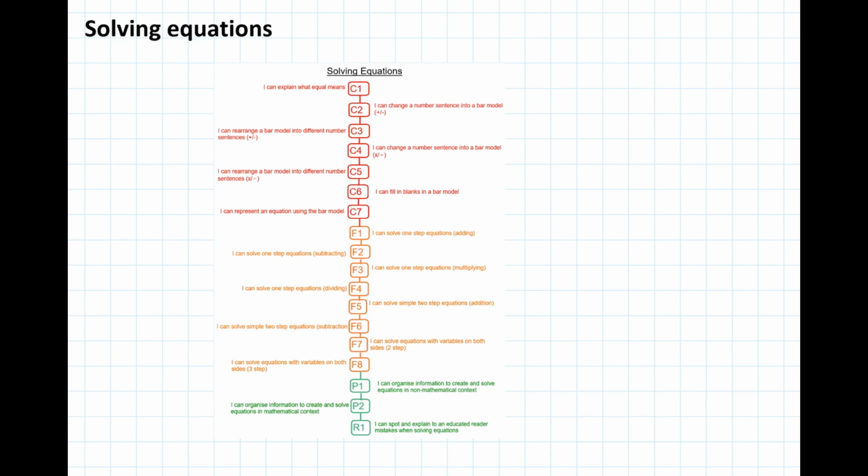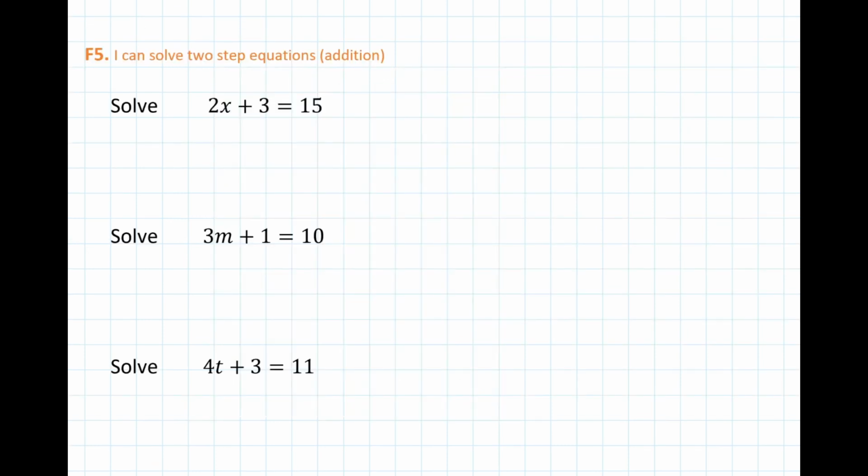In this video, we'll continue talking about solving equations. This video will cover F5 and F6. In F5, we'll look at solving two-step equations with addition. As usual, we'll draw our bar model and then try to work out the variable x using our bar model.